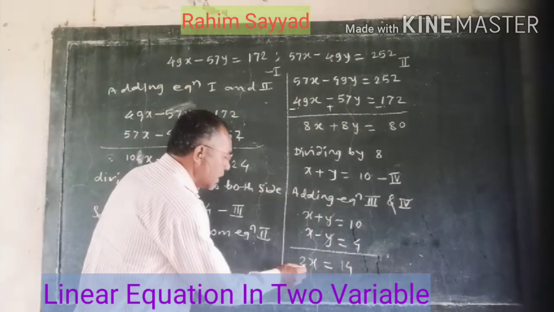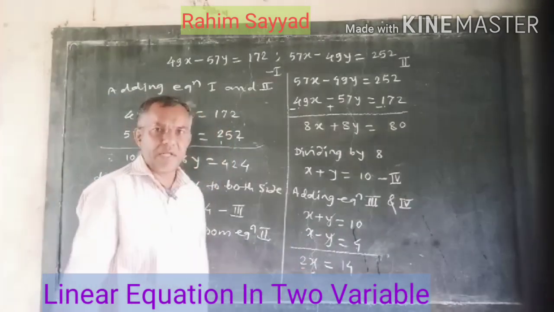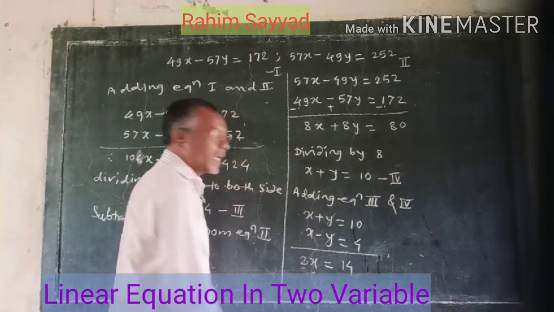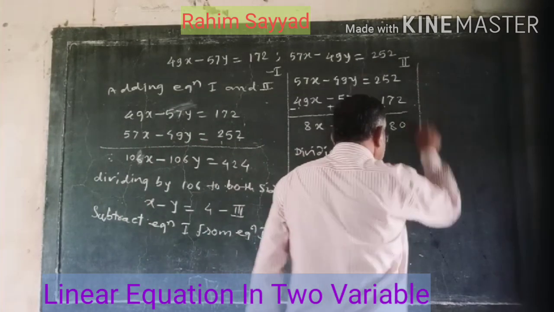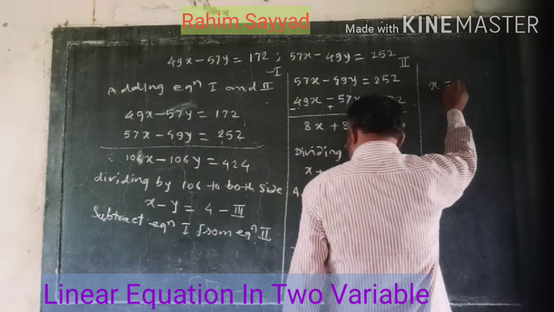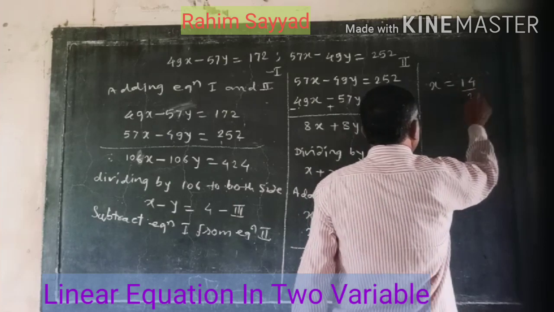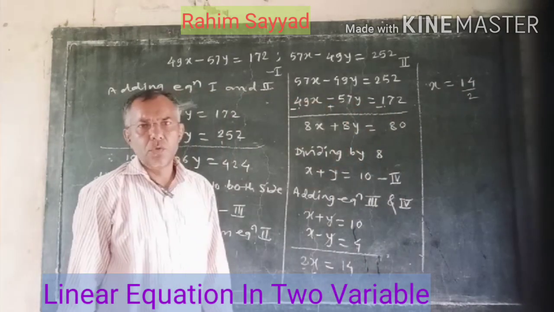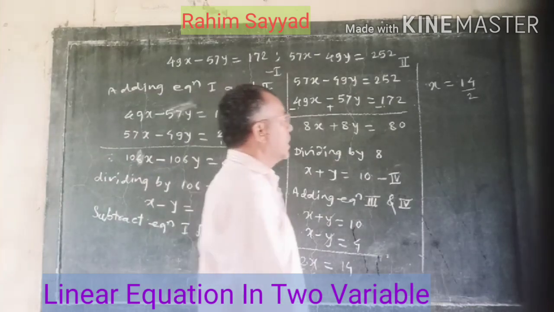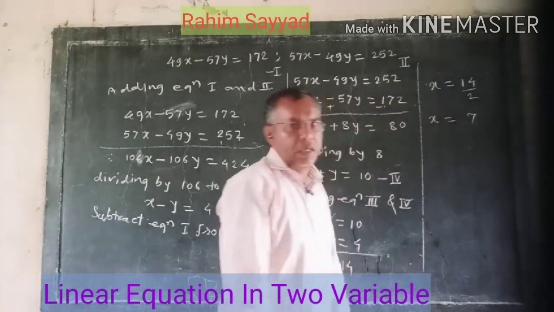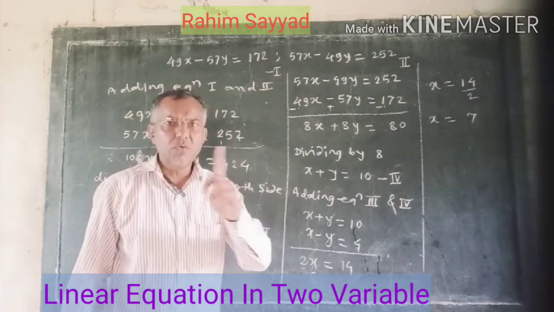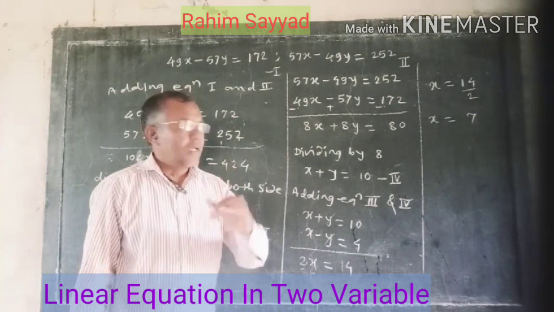Now here 2 is a coefficient and x is a variable. There is a sign of multiplication. Therefore, we will write here x is equal to 14 by 2. 2 1s are 2, 2 7s are 14. Therefore, x is equal to 7. It is the value of x, and we have to find the value of y.